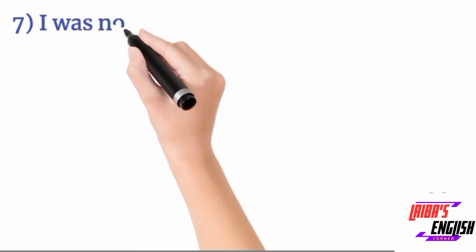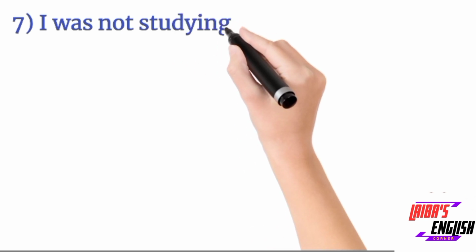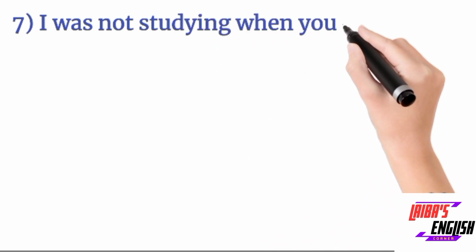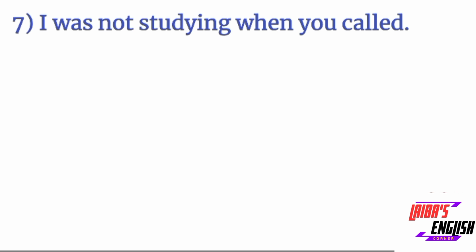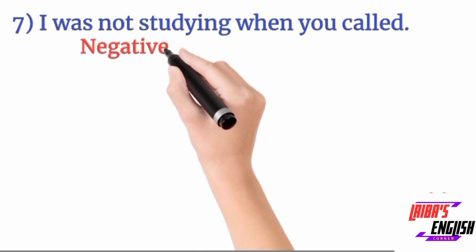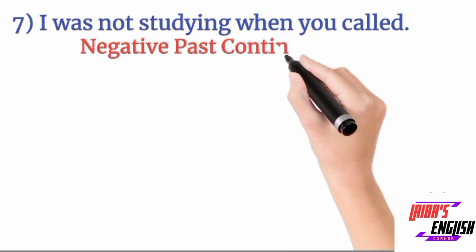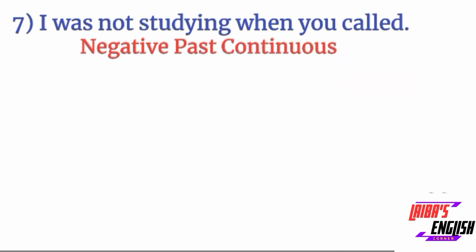Seventh example is: I was not studying when you called. Here, was is used, was is a helping verb of past, not is used, so it is past negative. And studying refers to verb first form plus ing, so it is continuous. So the answer will be past continuous and in past continuous it's negative.